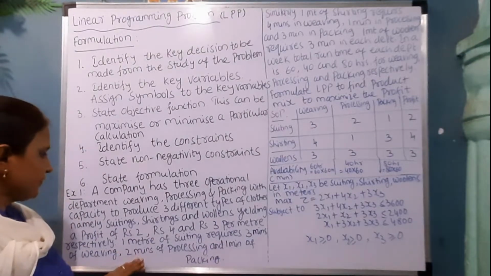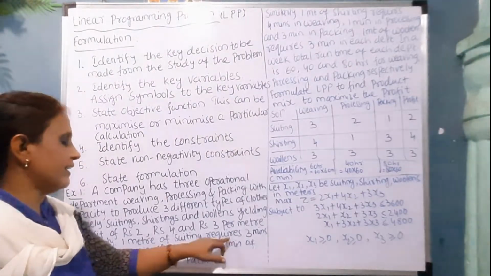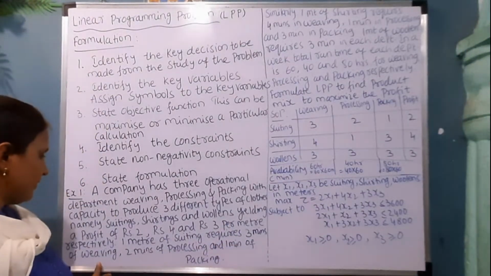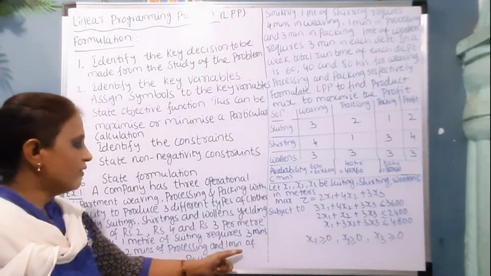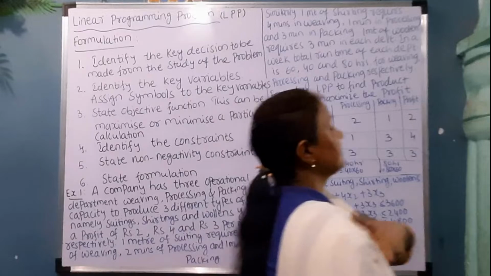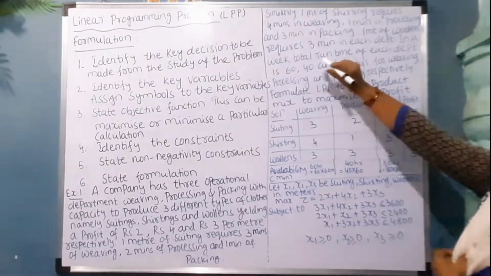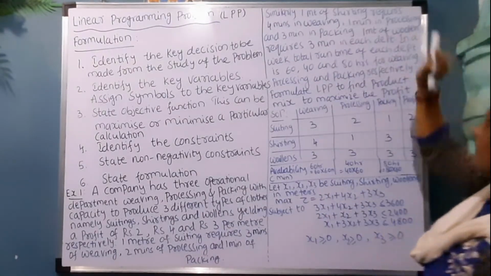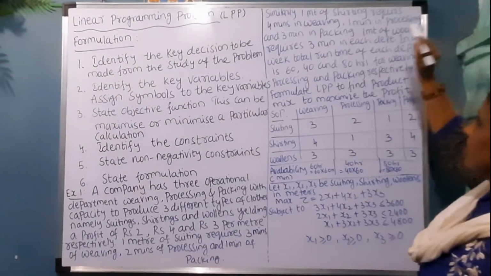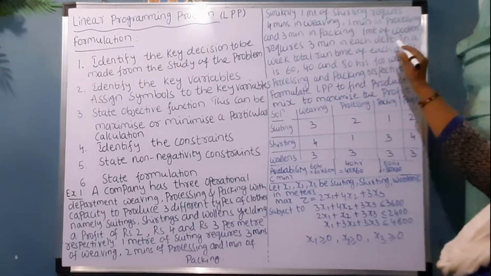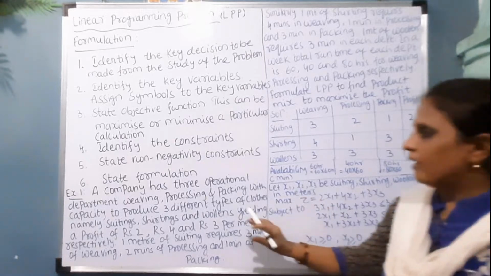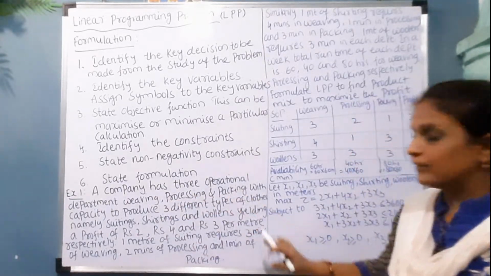Now next, 1 meter of suiting requires 3 minutes of weaving, 2 minutes of processing, 1 minute of packing. Similarly, 1 meter of shirting requires 4 minutes in weaving, 1 minute in processing and 3 minutes in packing. 1 meter of woolen requires 3 minutes in each department. Here the time for each type of cloth for these 3 operations is given.